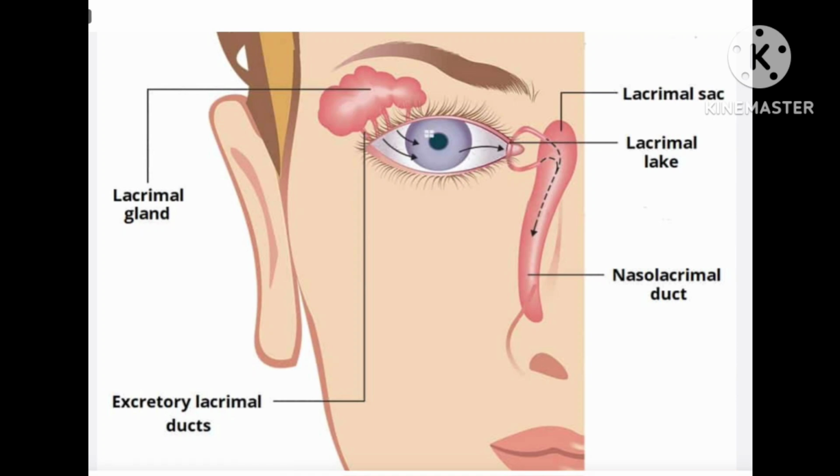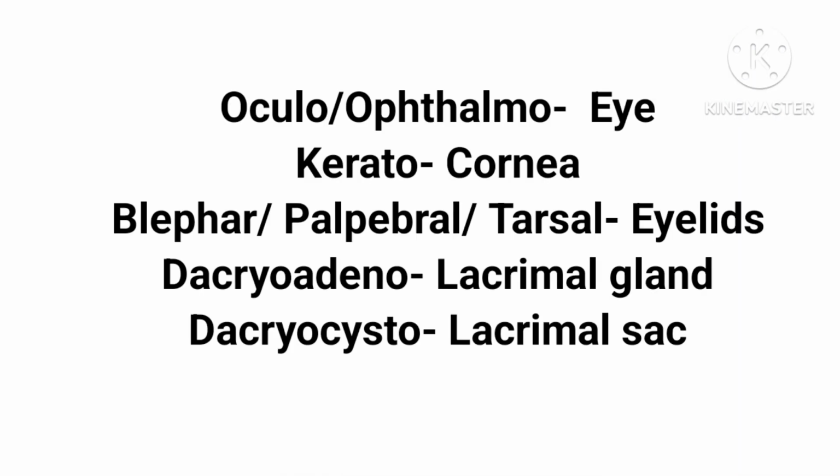Now let us move into the medical terms in this chapter. The eye and eyeball can be referred to as oculo or ophthalmo. That is why we call the eye doctor an ophthalmologist. And cornea will be called kerato. Then eyelids will be called blepharon, palpebral and tarsal. And then the lacrimal gland will be called dacryadeno. And lacrimal sac will be called dacryocyst.